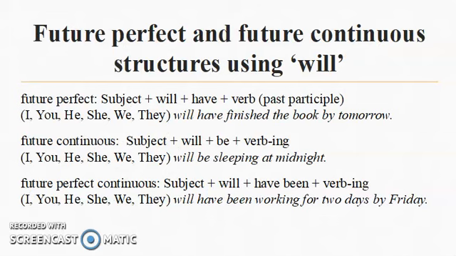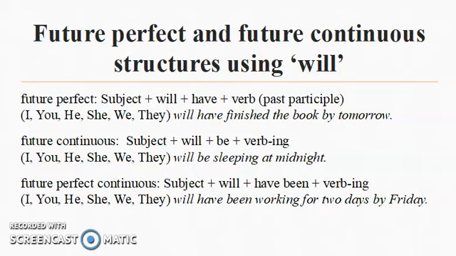Future perfect and future continuous structures using will are formed like this. Subject plus will, and then have plus the verb past participle. So, for instance, you will have finished the book by tomorrow. You can see will have finished, past participle. Future continuous is subject plus will plus be and then an ing verb. So she will be sleeping at midnight.